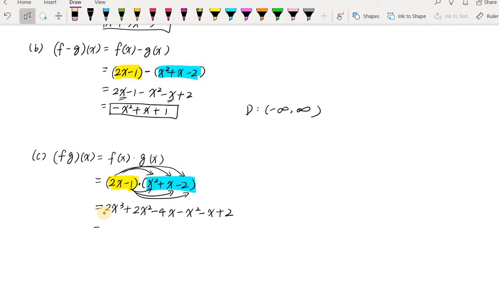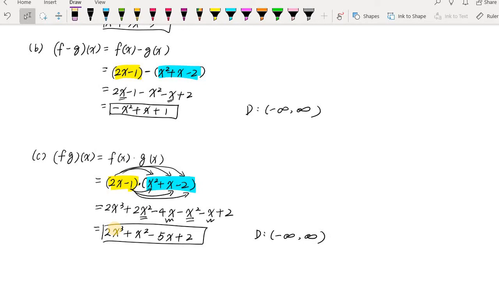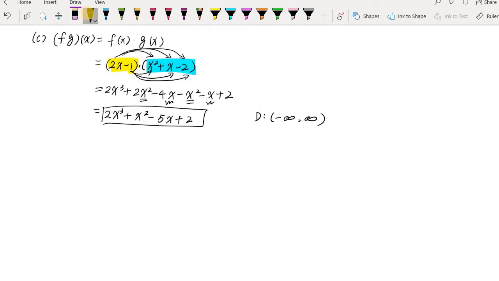Then we're going to simplify this. We'll look at the third power. We're going to collect like terms. Again, this is just a polynomial, so the domain is just going to be negative infinity to positive infinity. Okay, it's very straightforward. So here is part D. If you have f over g of x, we're just going to have f of x over g of x. Okay, so again, it's a substitution.